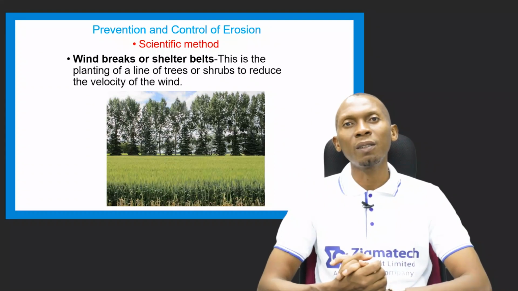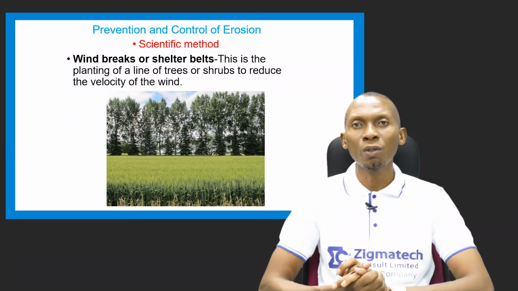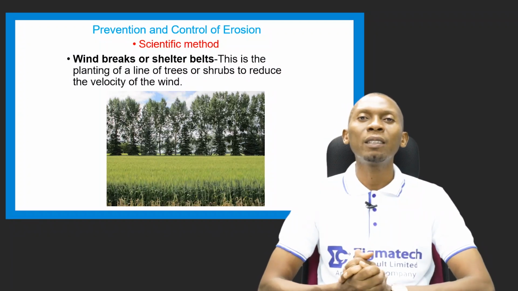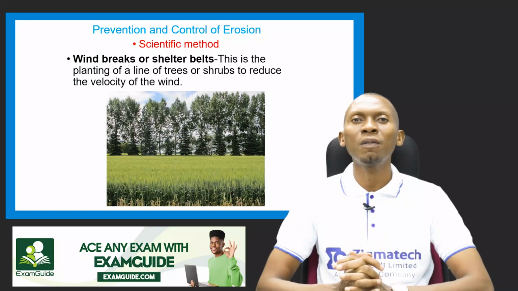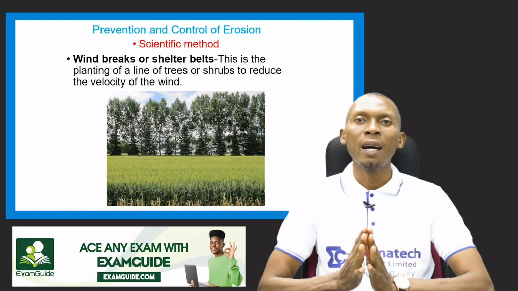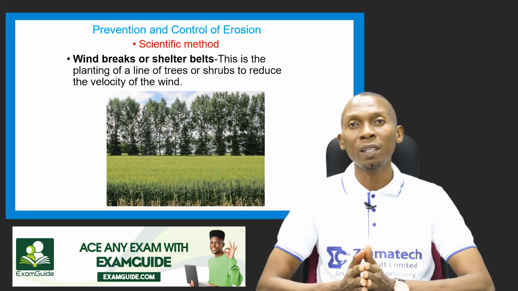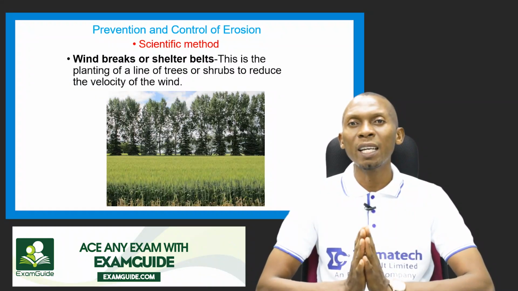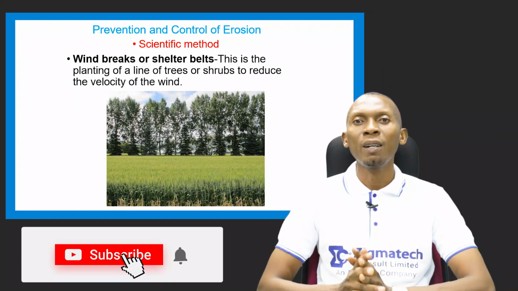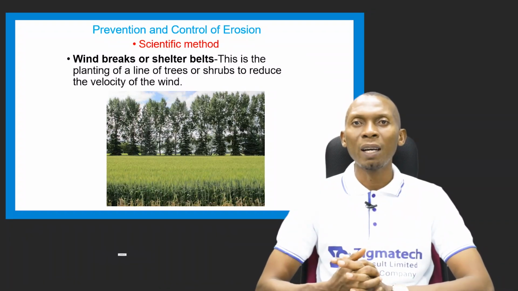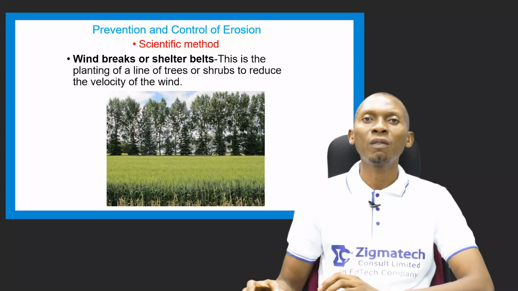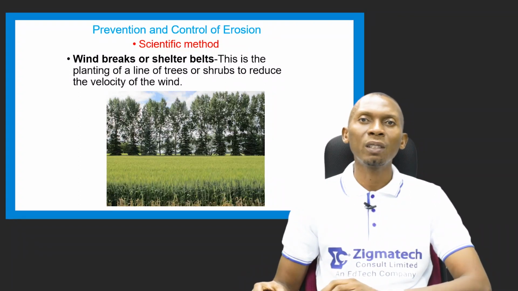Windbreaks or shelter belts is another method of preventing and controlling erosion. Now this has to do with the planting of a line of trees or shrubs, and this helps to reduce the velocity of wind. And remember, we have wind erosion, we have water erosion, so this can help to control wind erosion. So you can see the line of trees in that picture, how they are planted, and this can help to reduce the velocity of wind, thereby reducing erosion.